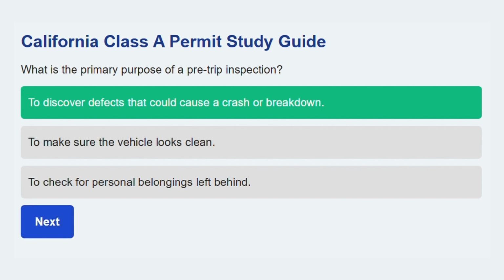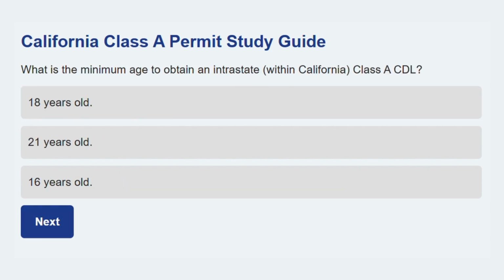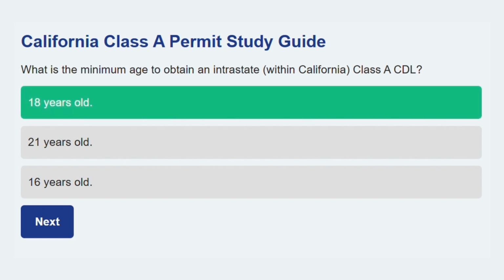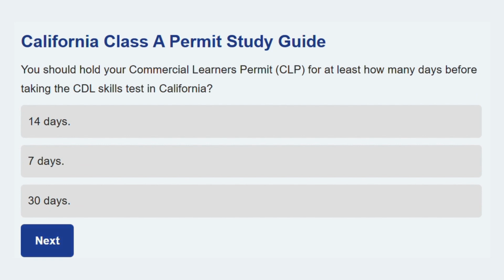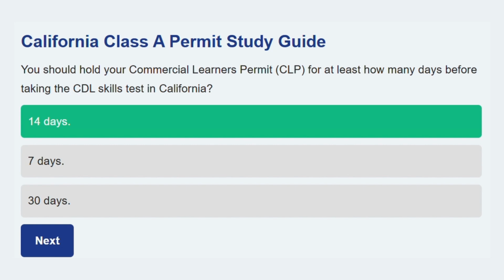All right, what's next? What is the minimum age to obtain an intrastate within California Class A CDL? 18 years old. In California, you can drive commercially within the state starting at 18. Moving on. You should hold your commercial learner's permit, CLP, for at least how many days before taking the CDL skills test in California? 14 days. This mandatory waiting period ensures you have time for supervised practice.